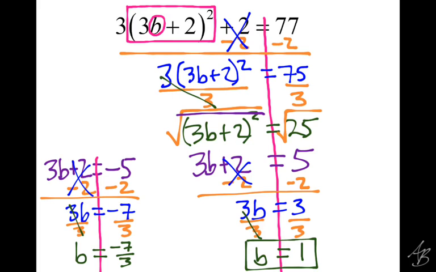Can we reduce that fraction? No. There's nothing that goes into 7 that also goes into 3, so that is your final answer. So we do get 2 answers here, and both of them work. If we plug both of those in for b up here, they would both give us a true equation. So we need to give both of those as our answers.